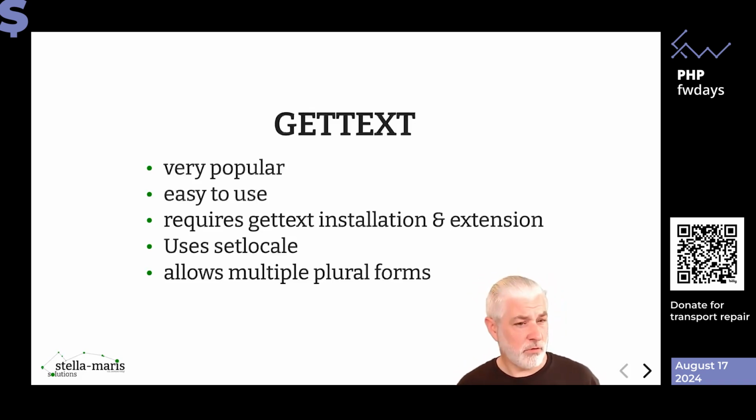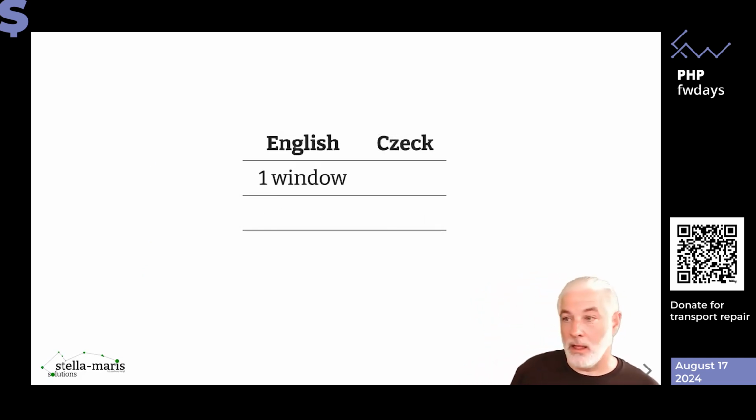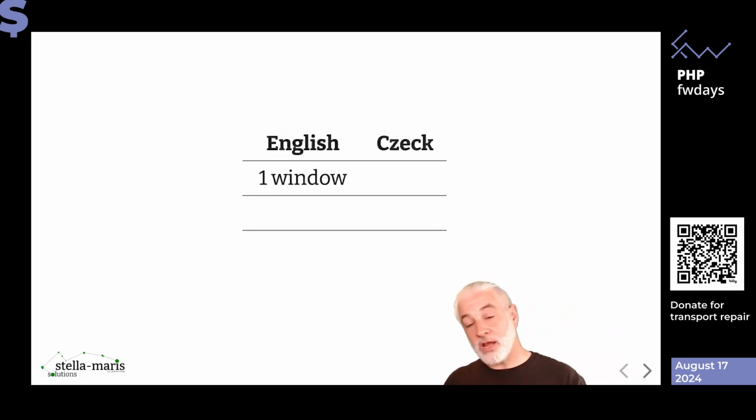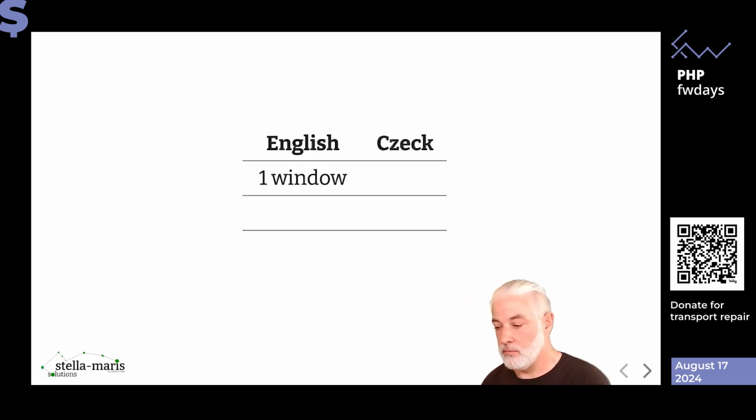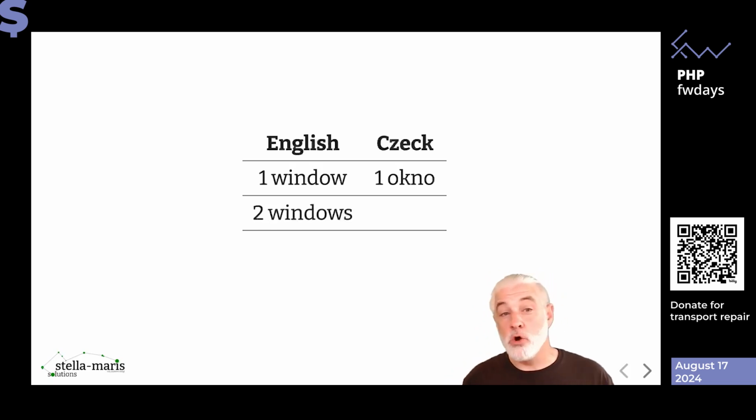What is a plural form? Well, let's check that out. In English, you say, I have one window. Czech has multiple plural forms. In Czech, that would be one okno. Of course not one, because my Czech is not that good. In English, when you have two, you would say two windows. And from there on, whether it's 2 or 257 windows, it's always windows. In Czech, it's not. In Czech, you have 2 okna.